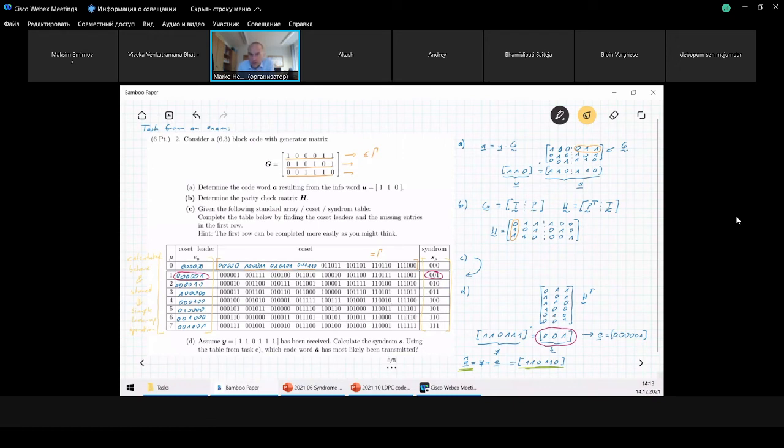Okay, so there we have another question. If there are two values with the same number of ones, which one needs to be taken as coset? Okay, so this question basically refers again to the last row here, for example.